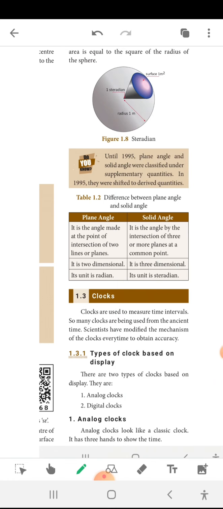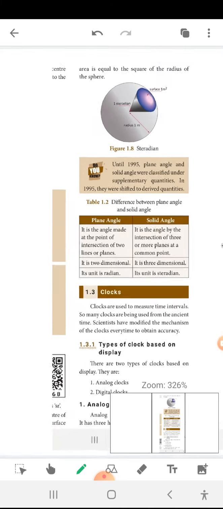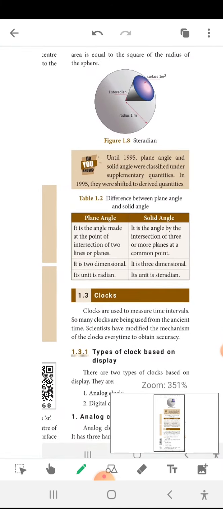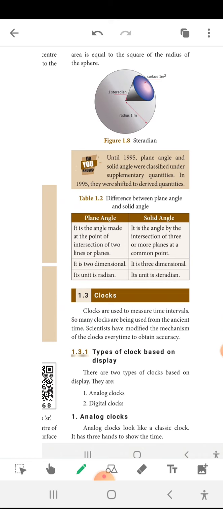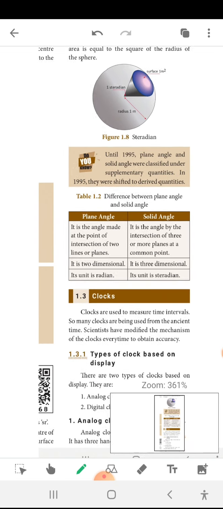See, this is the cone, whose area is equal to the square of the radius of the sphere. This is called a solid angle. So the difference between plane angle and solid angle.